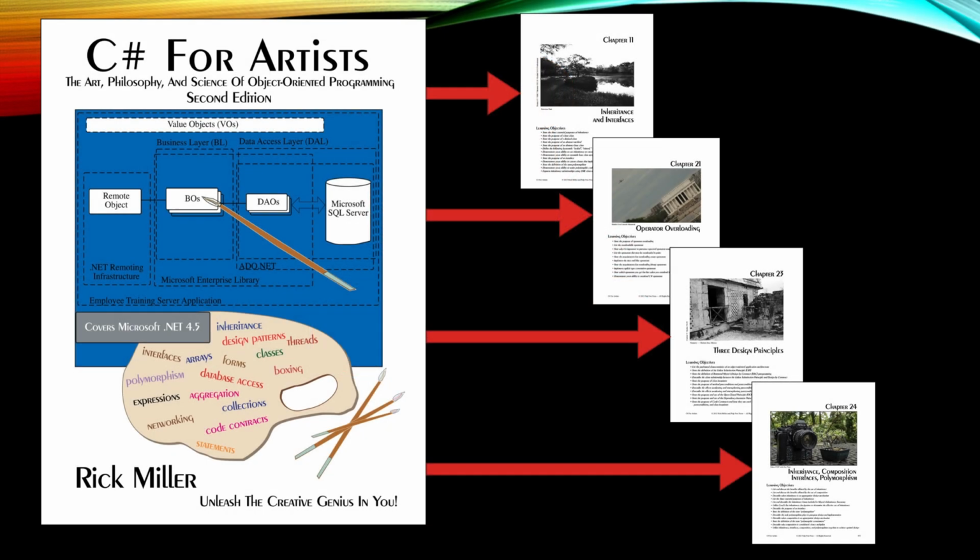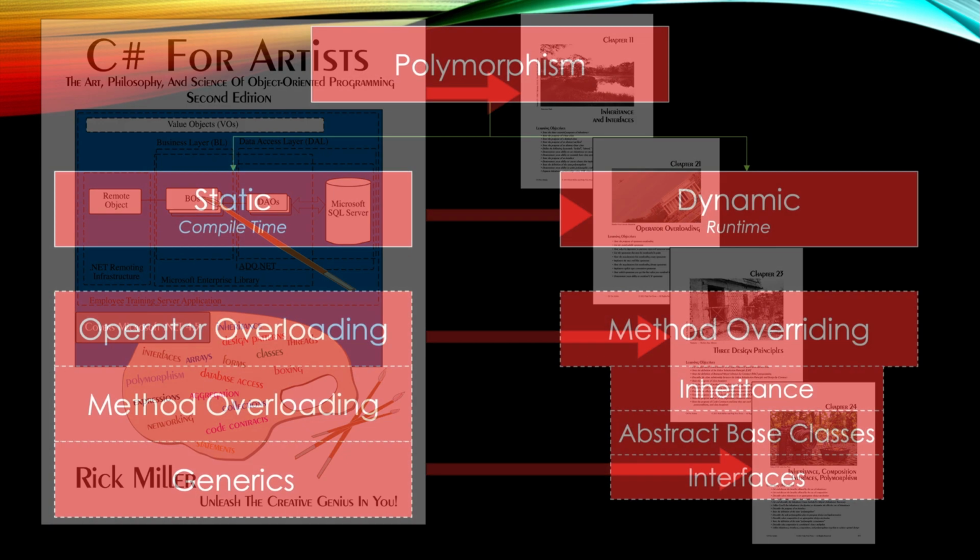The material for this presentation comes from my book, C# for Artists, The Art, Philosophy, and Science of Object-Oriented Programming, second edition, with material from the third edition that's forthcoming, specifically Chapter 11, Inheritance and Interfaces, Chapter 21, Operator Overloading, Chapter 23, Three Design Principles, and finally, Chapter 24, Inheritance, Composition, Interfaces, and Polymorphism.